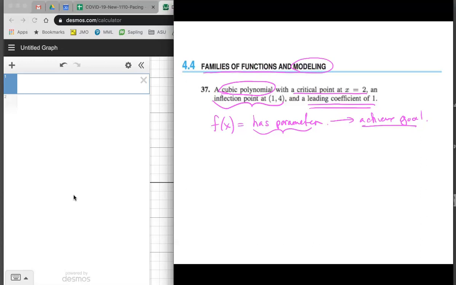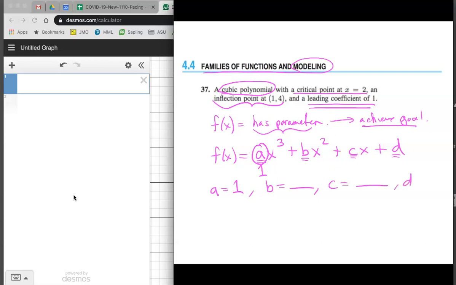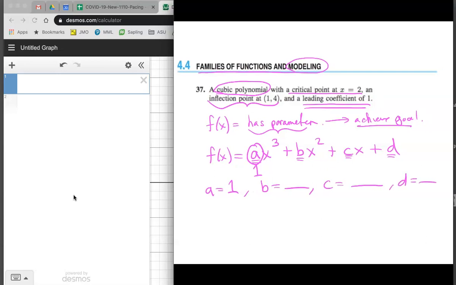One of the goals is easy to accomplish. We're dealing with a cubic polynomial, which is a polynomial of this particular form. It has parameters a, b, c, and d, which are all things that we can adjust. The leading coefficient is equal to 1, so we know the a value now. The only thing we don't know is b, c, and d. We need to figure out what these values are going to be.